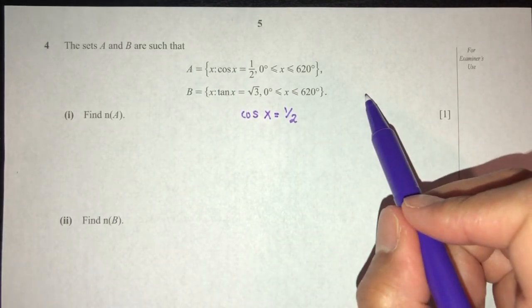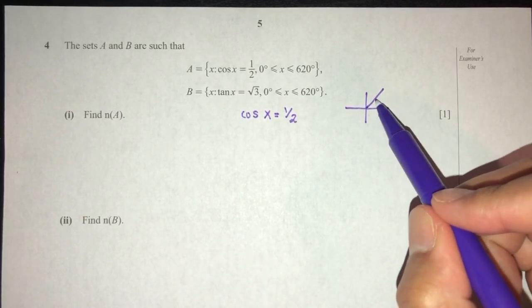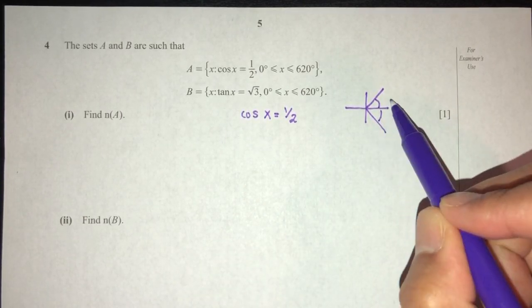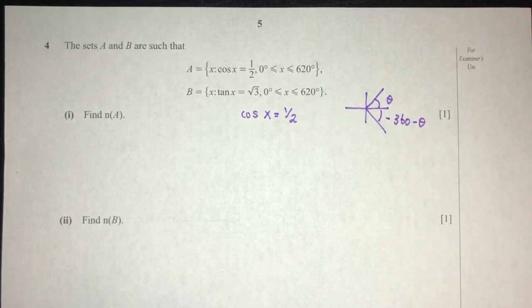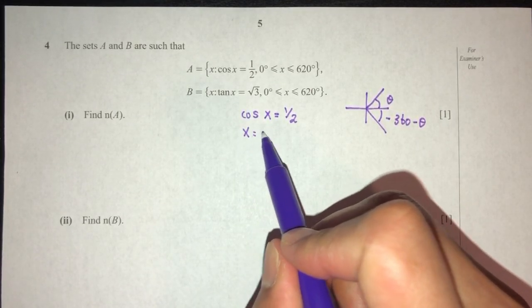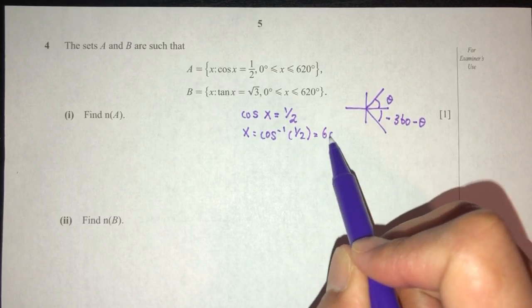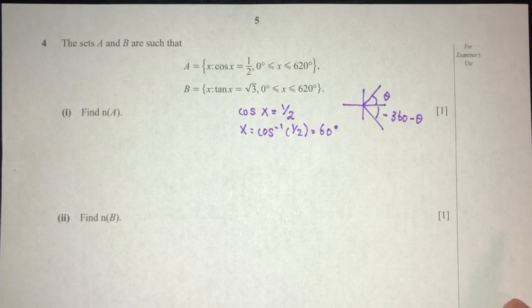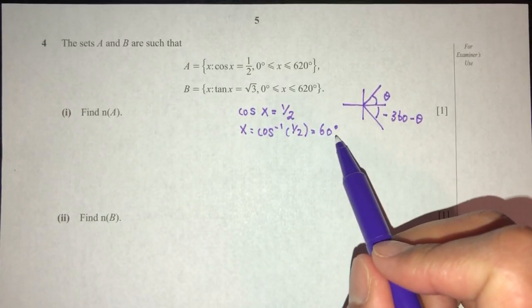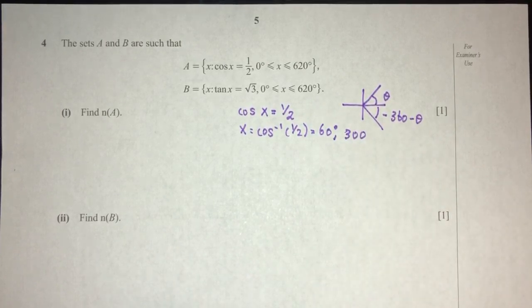As you know, when cos is positive, it will be in the first quadrant, and also in the fourth quadrant. This will be your angle, and this will be 360 minus the angle. So let's proceed step by step. Here x will be cos inverse of half. That will be 60. You can use your calculator, of course, to find out the value. So it will be 60 and also 300, because 360 minus 60 is 300.